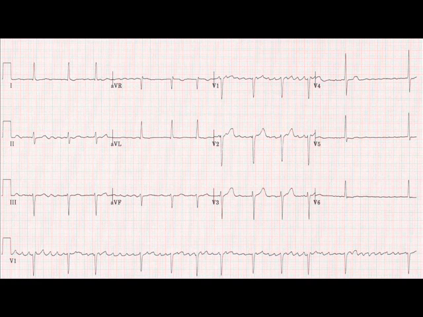Remembering, of course, that it will vary from minute to minute because it's irregular. So, heart rate on that calculation is 80. Next, we have a look at the leads.